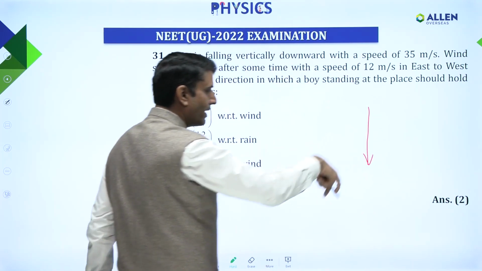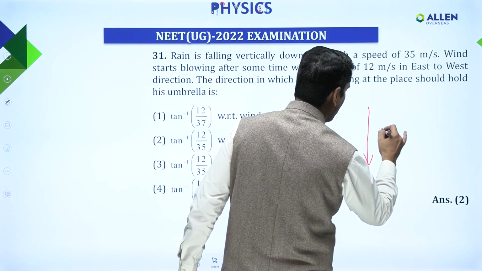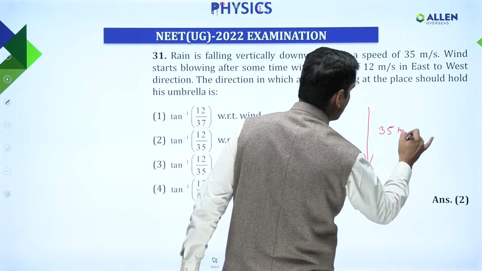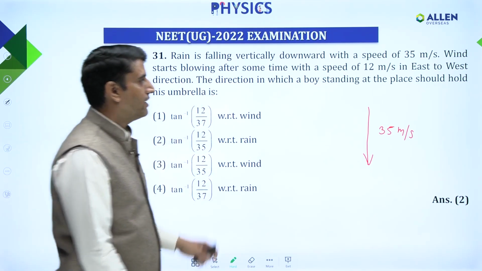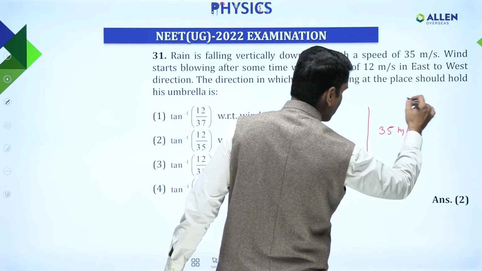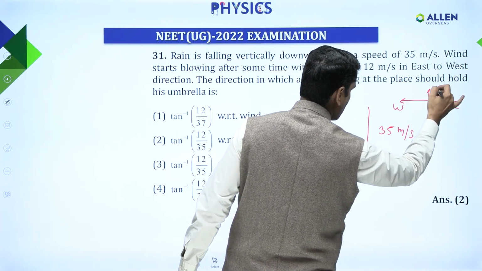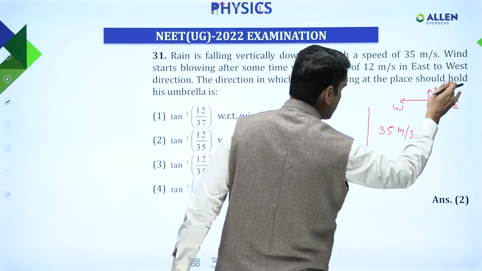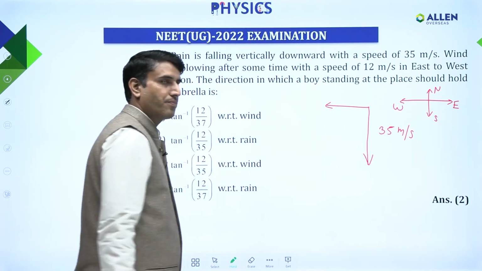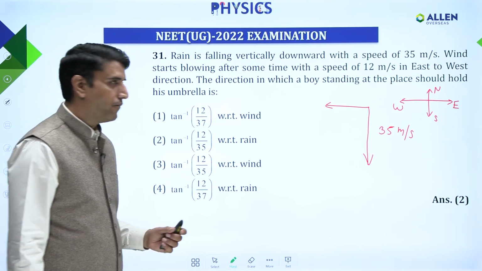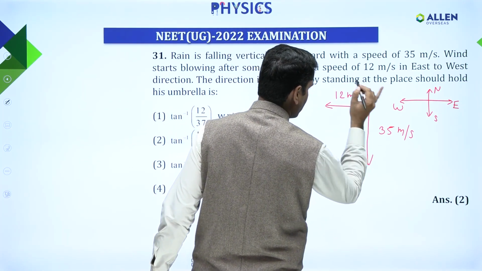This is the direction of rain, which is vertically downward, and it is 35 meter per second. The direction of wind is from east to west. Here it is east, west, north, and this is south. So from east to west, it means we can see in this direction. That is the direction of wind flow, and the speed is 12 meter per second.